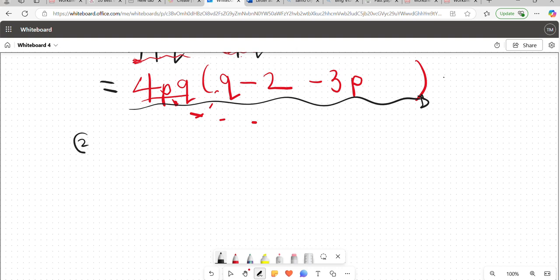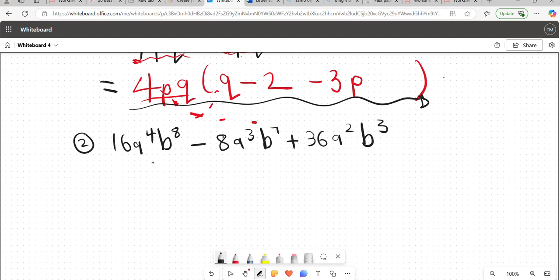What if we have a 16a to the power 4 b to the 8 that is being subtracted by an 8a to the 3 b to the 7 that is being added by a 36a to the 2 with a b to the 3. Again, looking at just the numbers, a 16, 8, and a 36. Which number goes into all three of them? So yes, a 2 goes into all three of them, but a 4 also goes into all three of them, and the 4 is the biggest number that goes into all three of them. So I take out the 4.